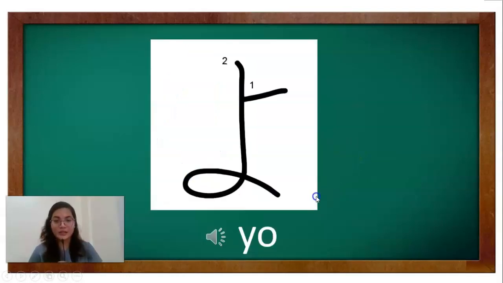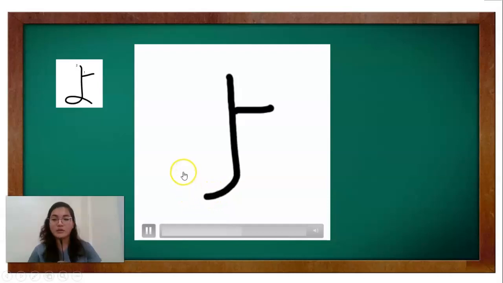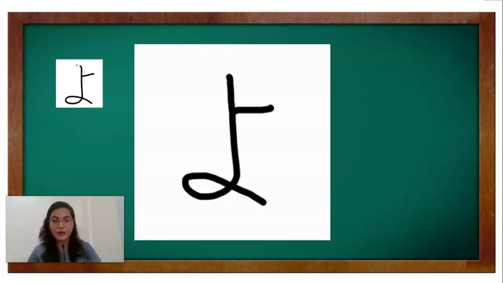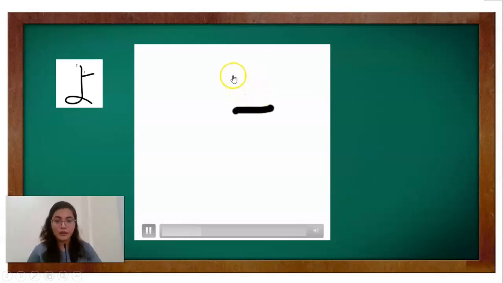Okay, and here is the last for this row. Yo. Yo has 2 strokes. 1 and 2. Okay, let's try it again. 1 and 2.